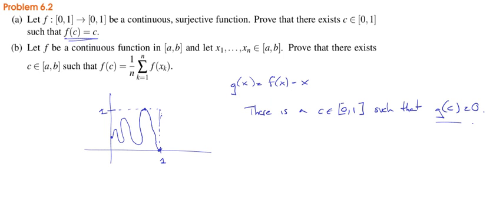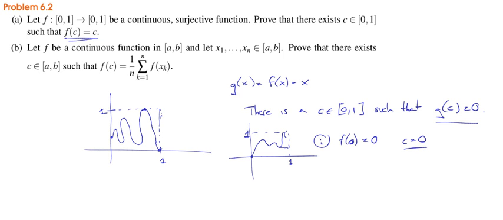Now if you see this, we need to prove that a continuous function has a root in a closed interval. Then that calls to mind using Bolzano's theorem. So how do we use Bolzano's theorem here? There are two possible cases, extreme cases. If the function is 0 at 0, if f of 0 is 0, then we're done. Our c is 0. That's the first case.